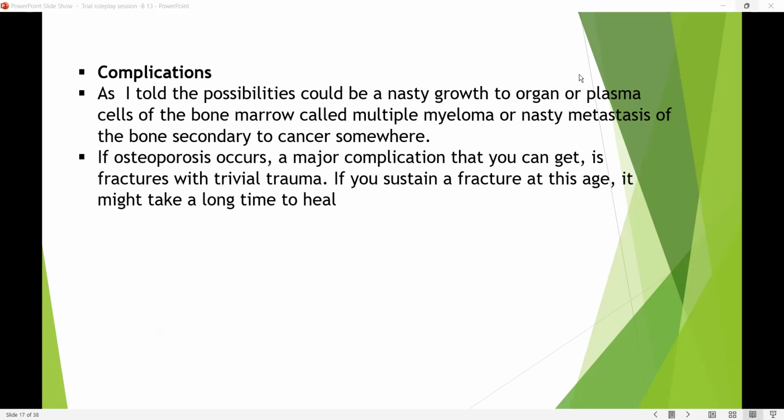Okay. If osteoporosis occur, the biggest complication can happen. You can have fracture with very minimal trauma. Okay. If you sustain a fracture at this stage, it might take a long time to heal. So those are the complications.